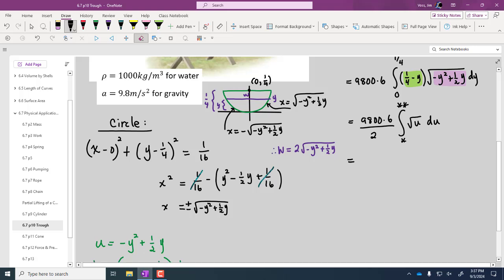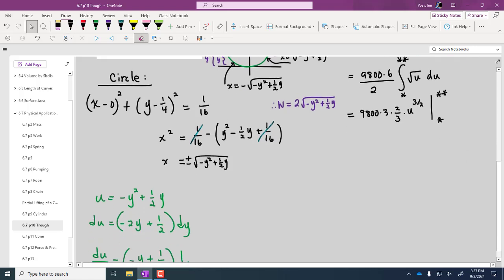So now we have 9800. Let's cancel out a 2. So we have that. And then we integrate here. We're going to get u to the 1/2, add 1, u to the 3/2. So u to the 3/2, dividing by 3/2 means multiplying by 2/3. And we have just placeholder limits for now. Star and double star. The 3's cancel. So now we're left with 9,800 multiplied by 2.